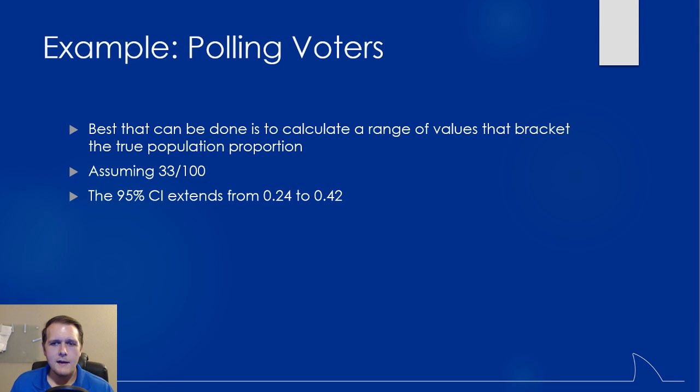So, again, the best thing you can do is try to calculate that range of values that would bracket out that whole population, right? So again, assuming that we had 33 people out of 100 that said they would vote for our candidate, if we get the 95% confidence interval, it would range anywhere between, say, 24% all the way up to 42%. So we said, okay, if we extrapolated this out to our population in question, we probably get between 24 to 42% of the vote. We're 95% sure we would at least get that much of the vote.